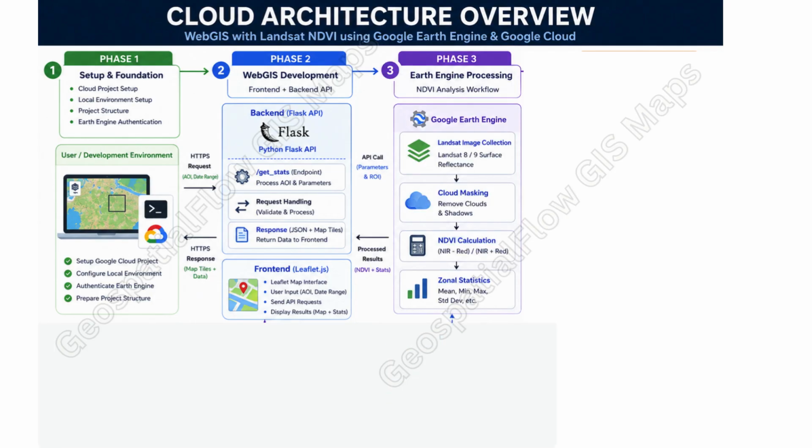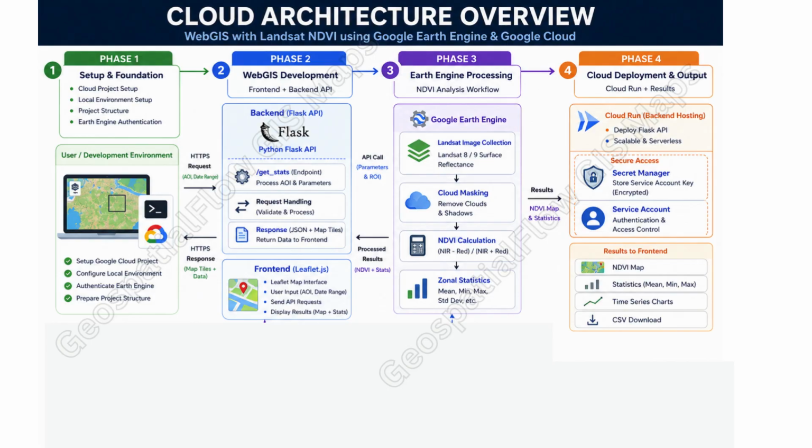In phase 3, we used Earth Engine to process satellite data, where we applied cloud masking, calculated NDVI and generated vegetation statistics using reduce region along with NDVI time series. Currently in phase 4, we move everything to the cloud.